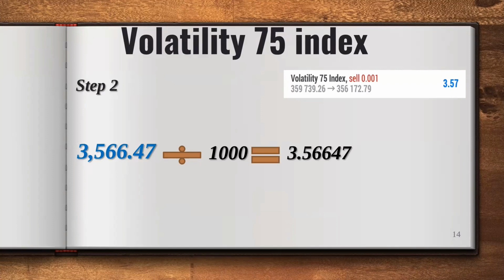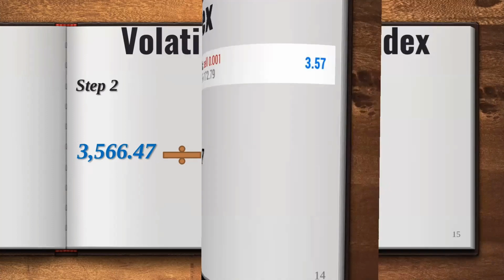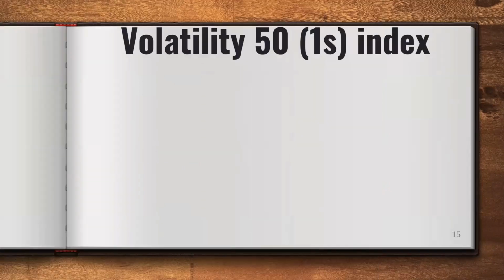You get my point? Getting back to our fifth pair, which is Volatility 1s index, we must note it down as our minimum lot size for this pair is 0.005.